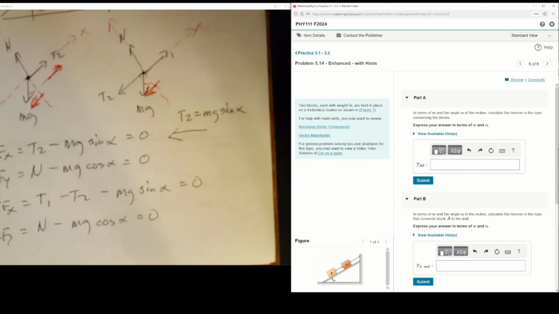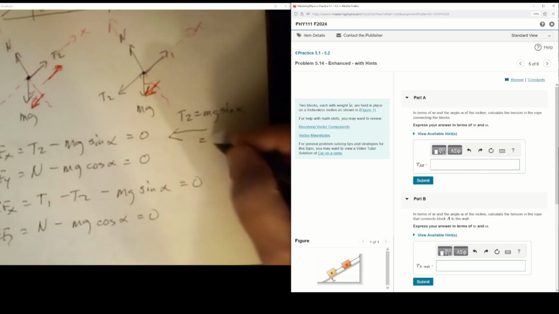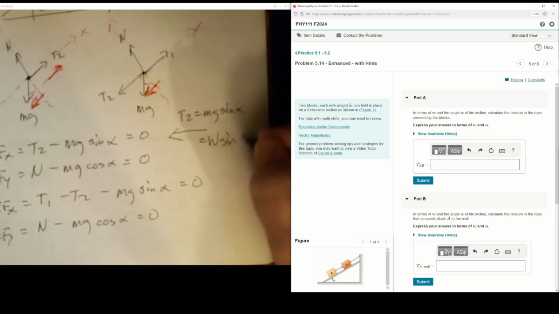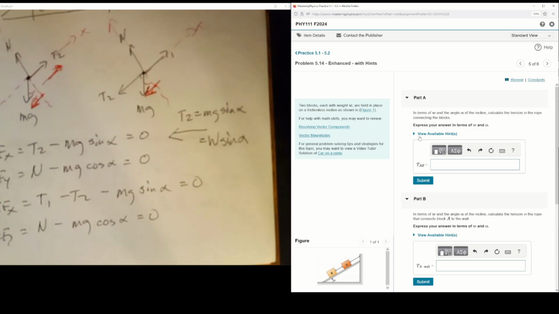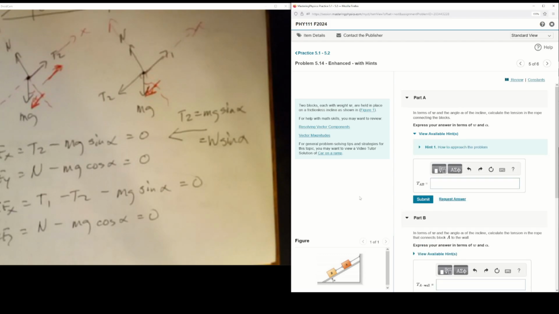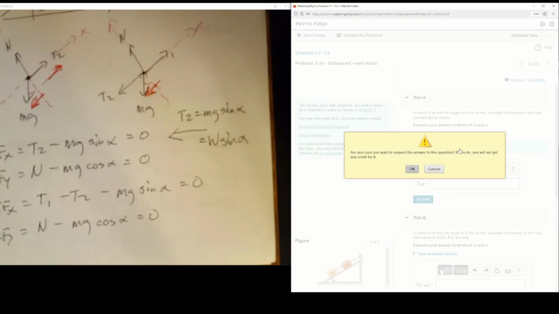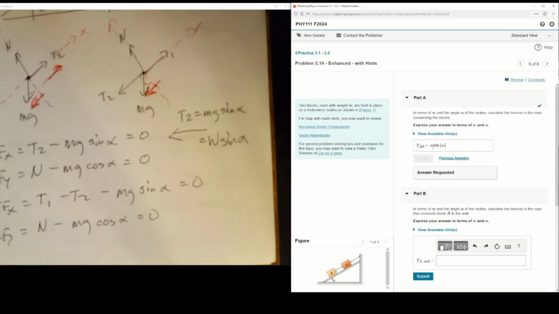They want it in terms of weight and alpha, so there it is, mg is weight. Weight sine alpha is the answer. And, well, there's my answer. I'm just going to have them show it to me. And there it is, W sine alpha for our answer there.